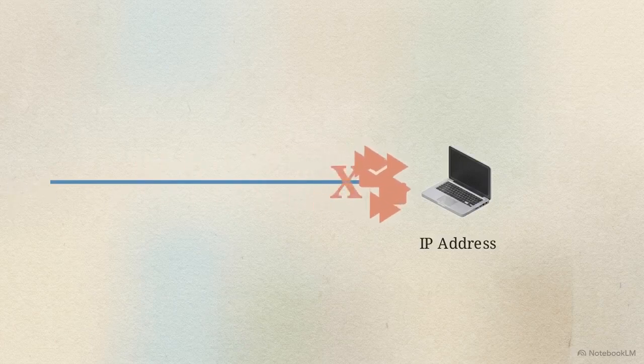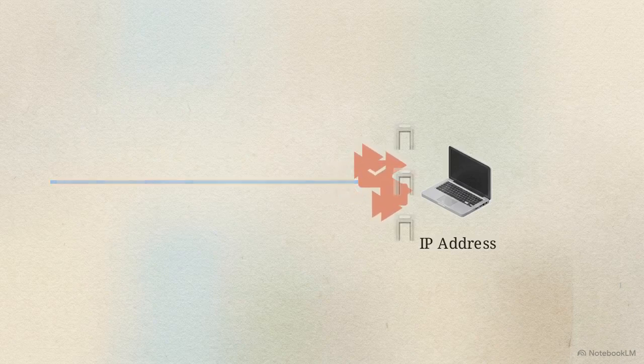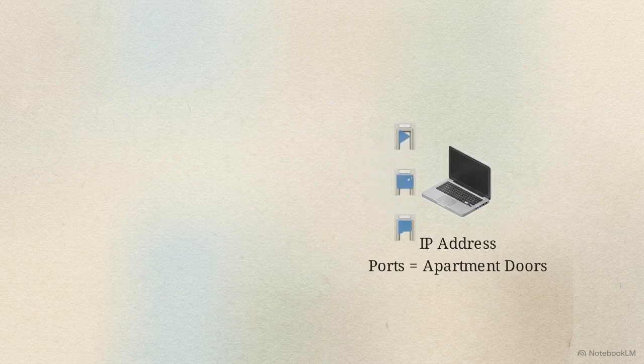Your IP address ensures the data reaches the correct physical machine. But once it arrives, that address has no mechanism to sort this jumbled mix of video, text, and email. To solve this routing problem, your system relies on ports.